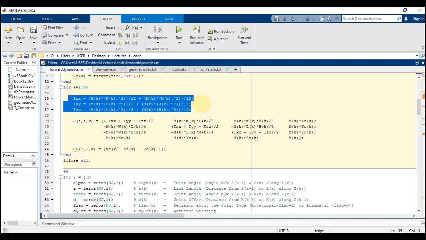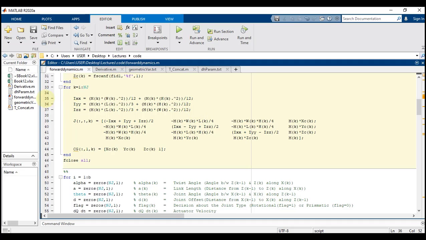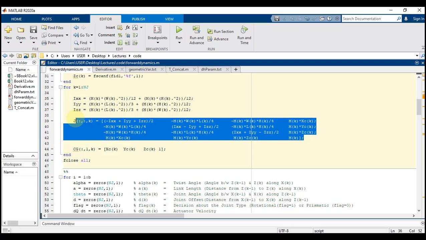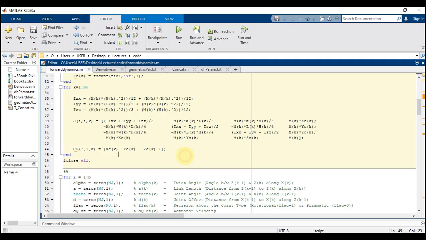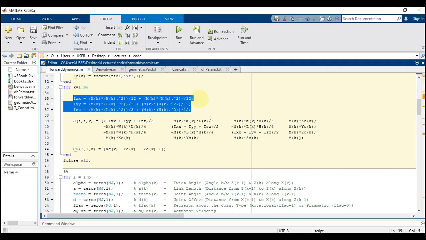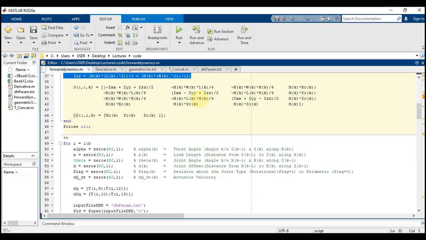This is the moment of inertia of the link which we have considered about the principal axis. This is the generalized inertia tensor. This matrix changes if the link is a cylinder or of any other shape. The coordinates of the center of gravity.